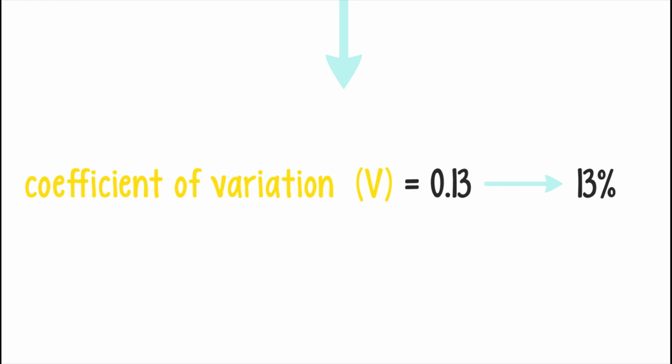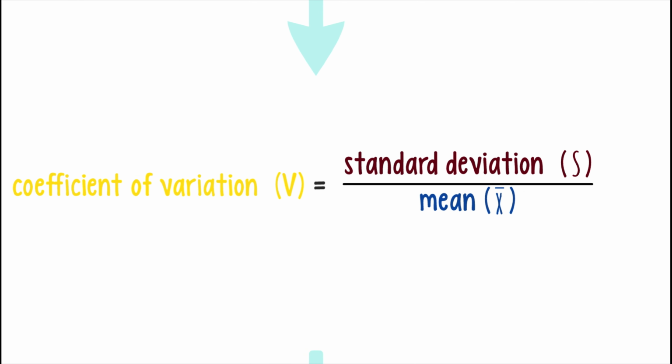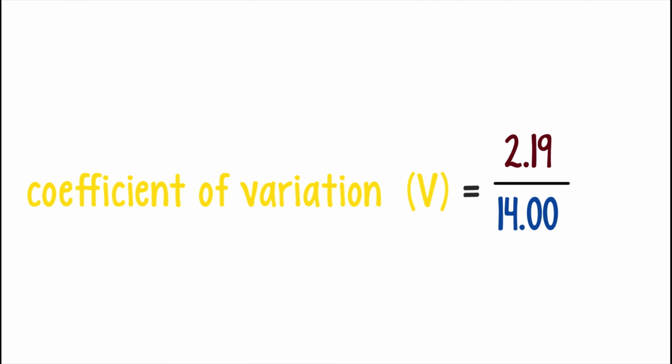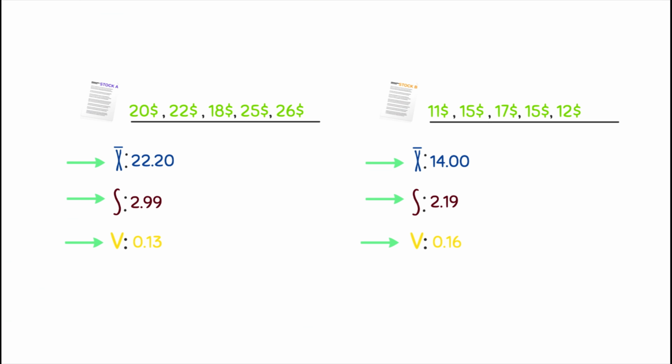Perfect. Using the same approach, we can now calculate the coefficient of variation for stock 2. Here the mean is exactly 14, and the standard deviation is 2.19. Plugging this into the formula, we get coefficient of variation equals 2.19 divided by 14, which equals 0.16 or 16%. Even though it might not seem obvious at first glance when looking at the individual closing prices of both stocks, the dispersion for stock 2 at 16% is higher than the dispersion for stock 1. This comparison is easily made possible using the coefficient of variation.